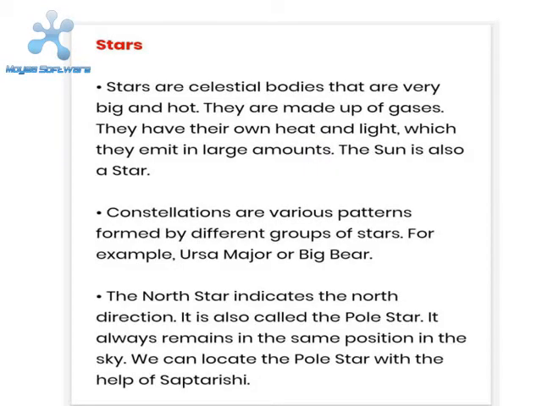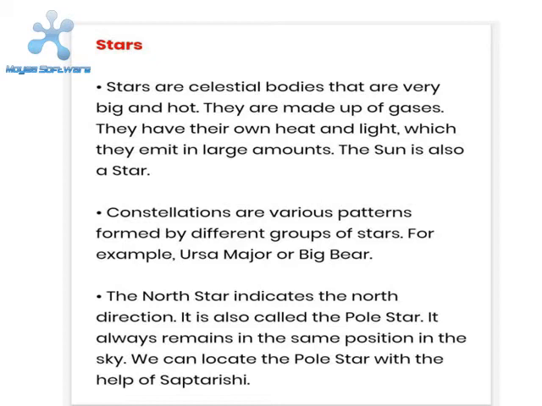So first we'll talk about stars. The first point is, stars are celestial bodies that are very big and hot. They are made up of gases. They have their own heat and light which they emit in large amount. The sun is also a star. So the first point means that the stars are celestial bodies.